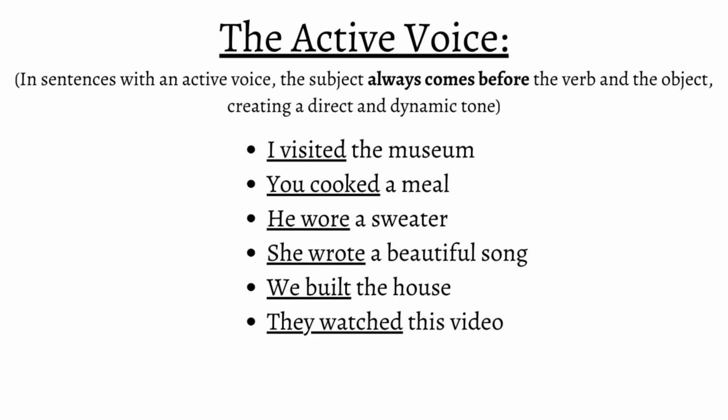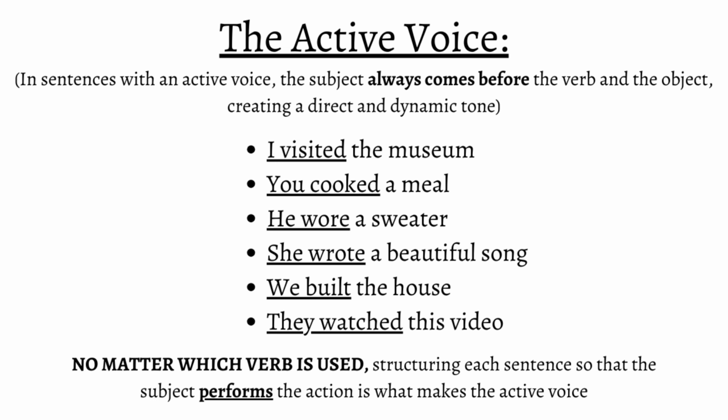Other examples are, I visited the museum. You cooked a meal. He wore a sweater. She wrote a beautiful song. We built the house. They watched this video. With the active voice, no matter which verb is used, structuring each sentence so that the subject performs the action is what makes this voice.